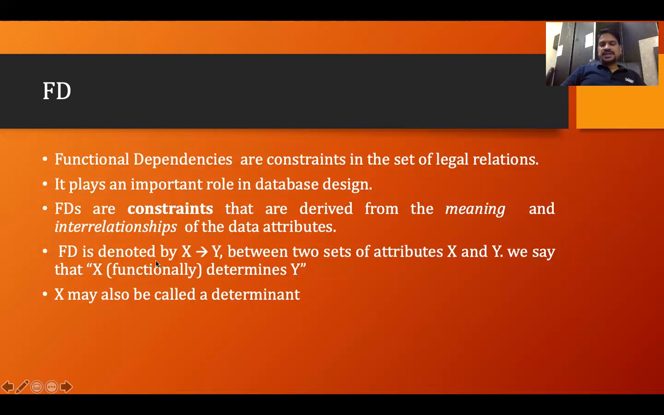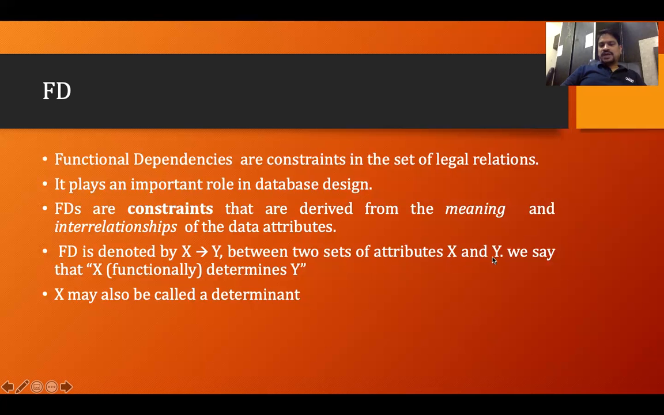Now functional dependency can be denoted as X, and then it is saying X functionally determines Y. This arrow, we can call it functionally determines. X functionally determines Y, right?